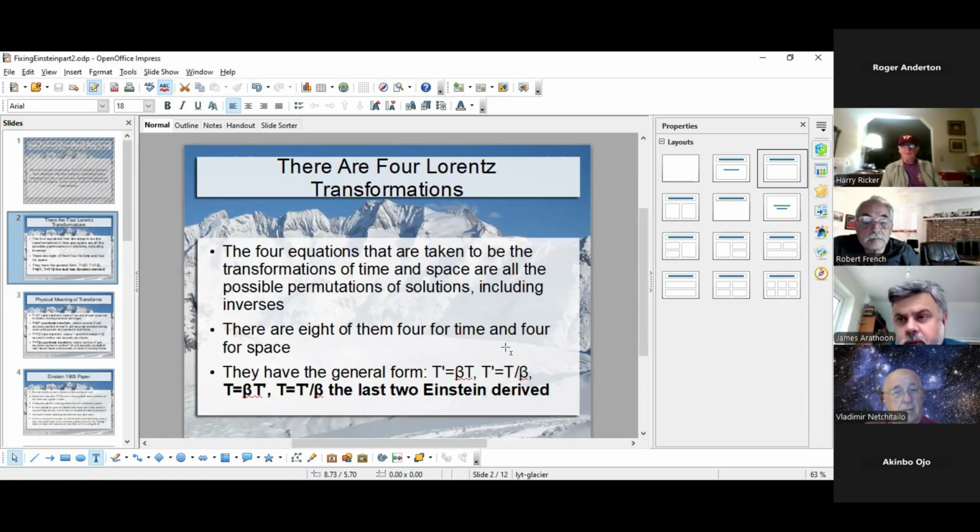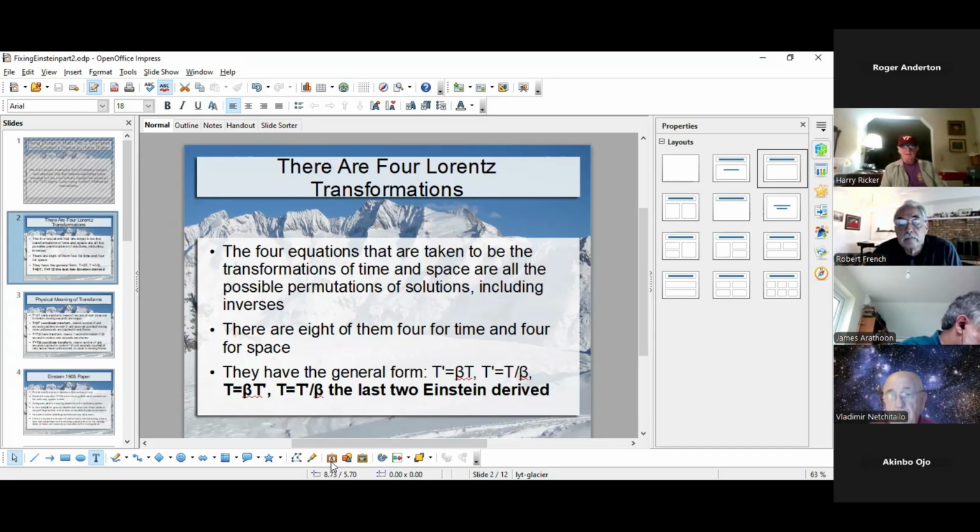Now, there are four equations that we're going to be talking about. There's actually eight, but there's four for time and four for space, so that gives you eight. Essentially, these are all the equations that you can come up with that could be used for transformations. And there are four permutations. That's pretty much all there are.